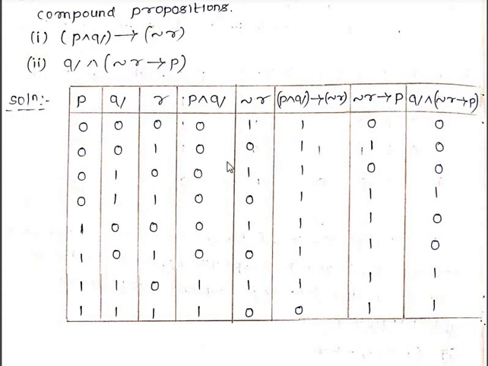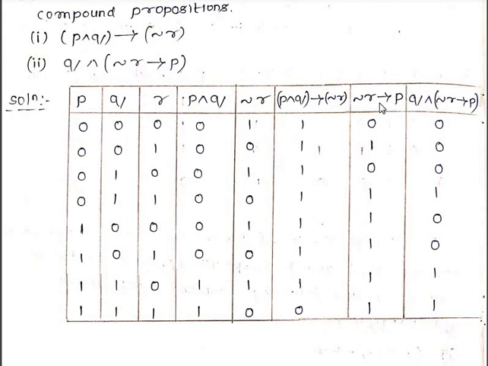So 0, 1 gives 1, 0, 0 gives 1, 0, 1 gives 1, 0, 0 gives 1, 0, 1 gives 1, 0, 0 gives 1, 1, 1 gives 1. Only when P is 1 and R is 0, then only it will give 0. In all other cases it is 1. So here, till here is your first problem.